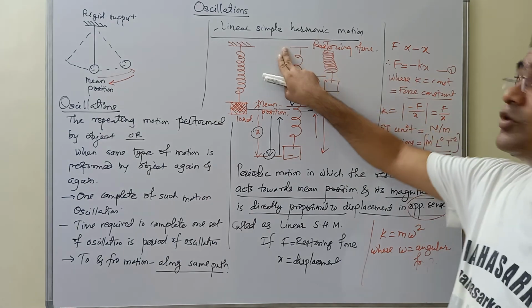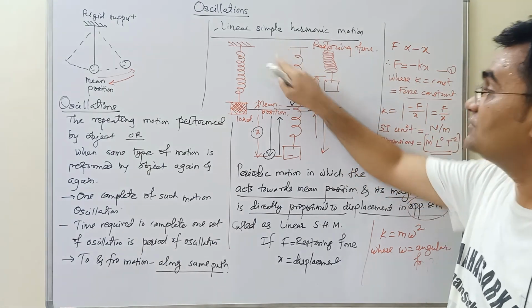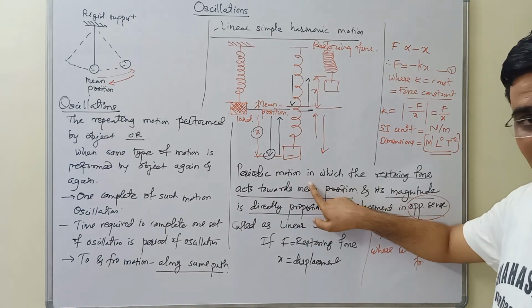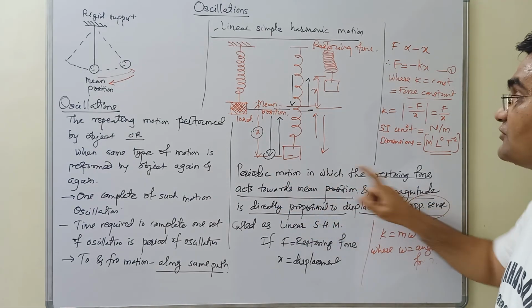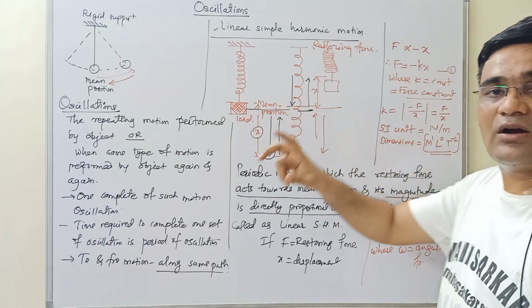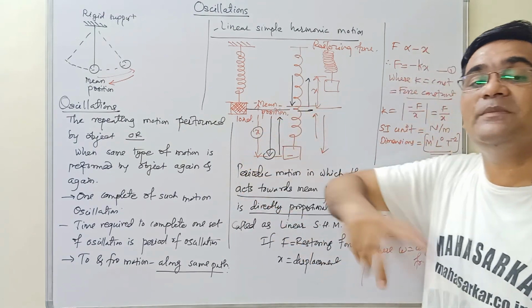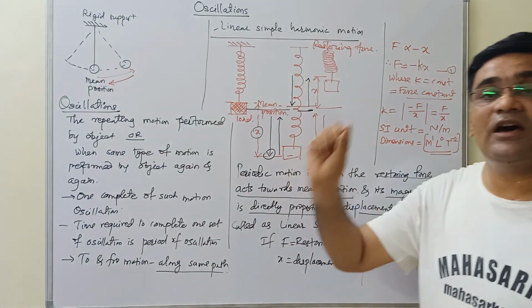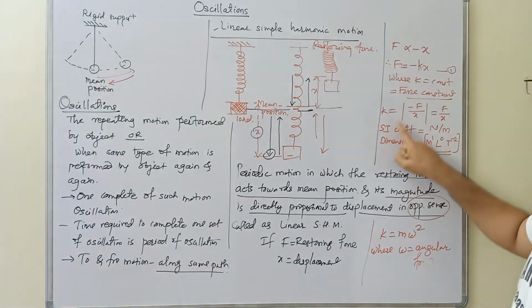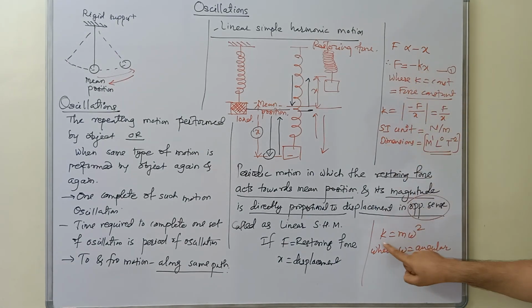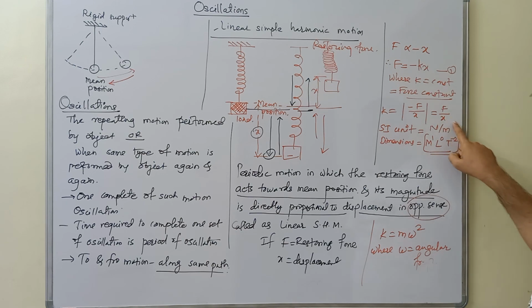I hope you understood today's article. Linear simple harmonic motion is the base of this entire lesson. So what is linear simple harmonic motion in short? It is periodic motion in which the restoring force is always towards the mean position, and the displacement of the particle takes place against the mean position. Such motion is called linear simple harmonic motion. In linear simple harmonic motion, F is always equal to minus K into X, where K is M omega square or F upon X.